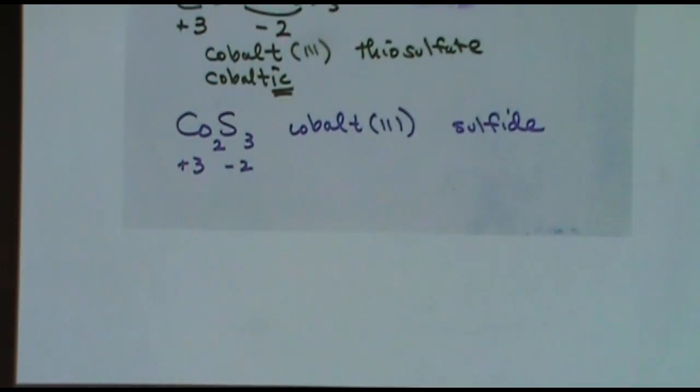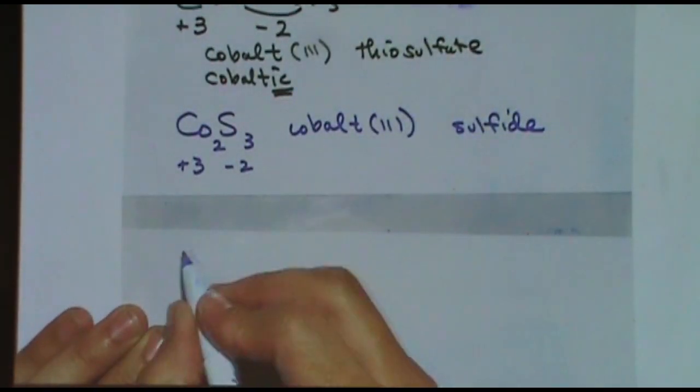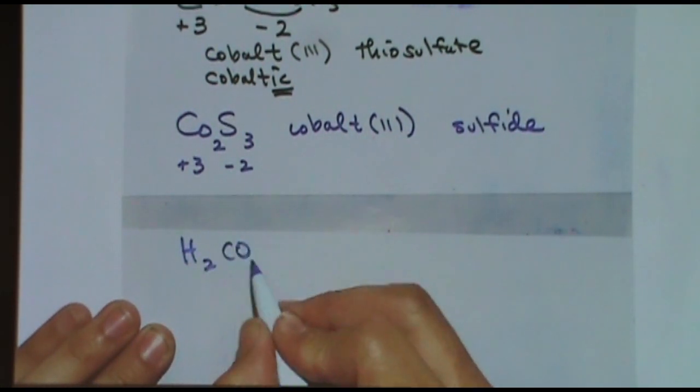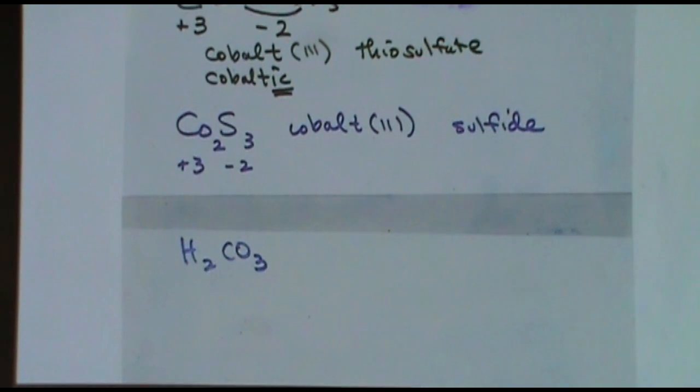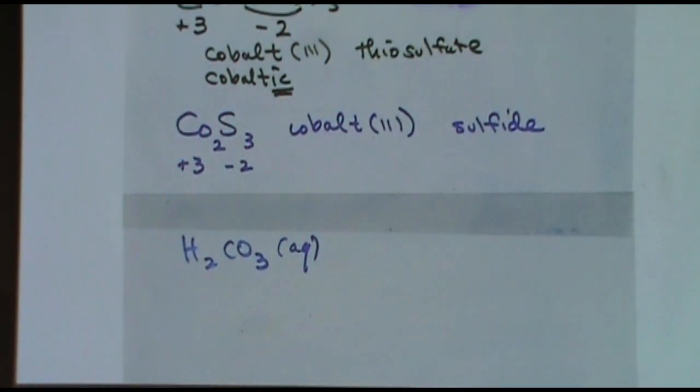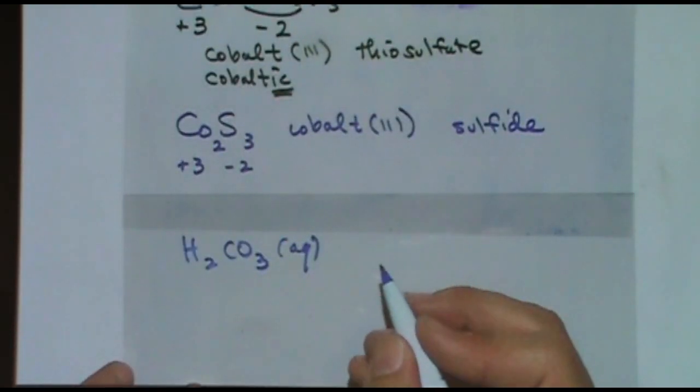Let's try another one. I need another blank. Okay, so this is what category? Aqueous acid. Usually on the test, just to clarify, I'll put AQ on the back. Yeah, this is aqueous acid.